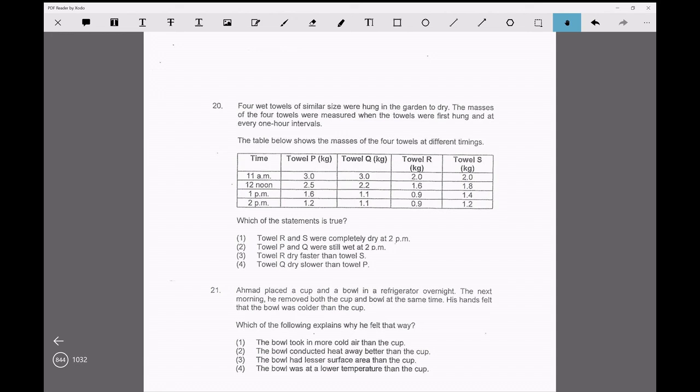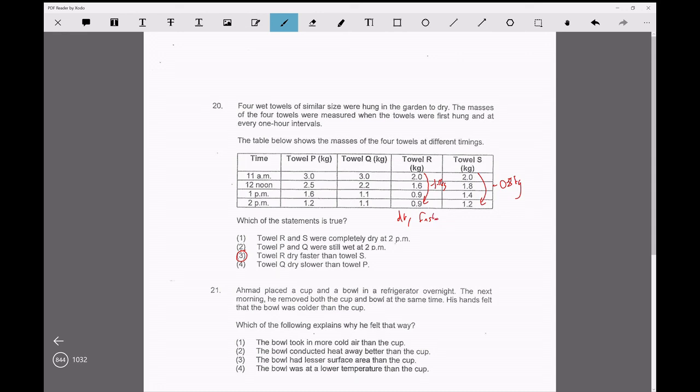Okay, for question 20, I'll just go straight to the answer. Okay, the answer is 3. Yeah, I'll explain to you why. See, from here to here, it dropped by 1.1 kg. From here to here, it dropped by 0.8 kg. Okay, that means the water for tower R dries faster.